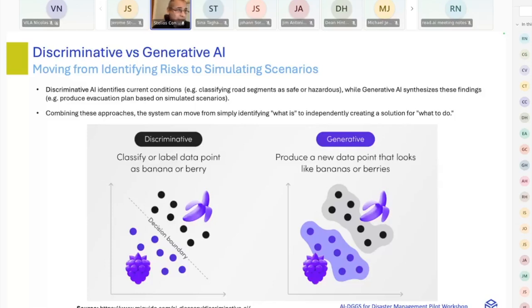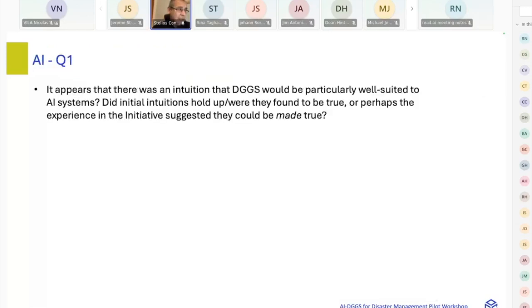That is the context I thought of having in this discussion, and I'll pass to the first question, which is mainly the question provided by Jim, and we thank Jim for that. It appears that there was an intuition that DGGS would be particularly well suited to AI systems. Did initial intuitions hold up, were they found to be true, or perhaps the experience in the initiative suggested that they could be made true?